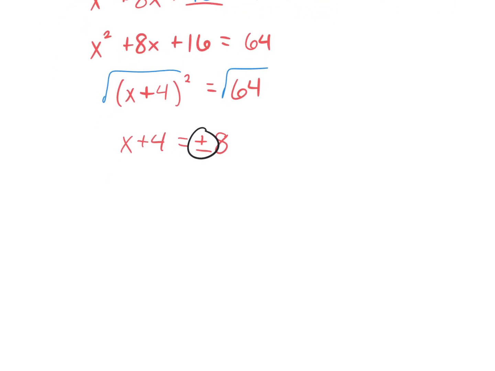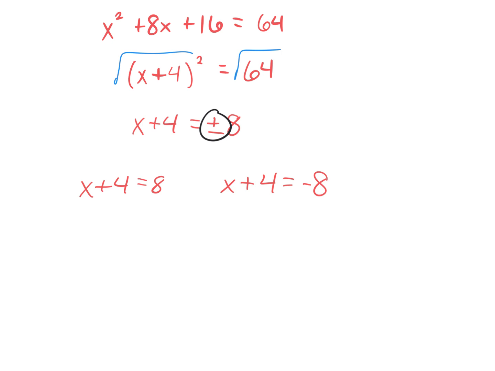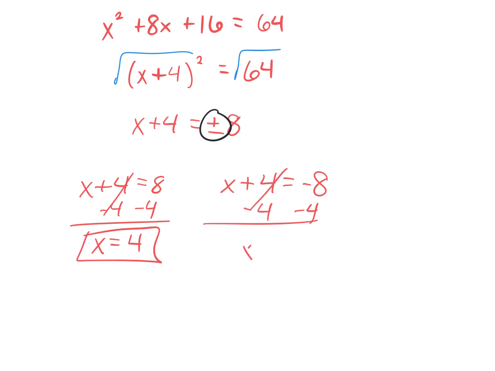What are my two equations that I'm going to write? X plus 4 equals 8, and then X plus 4 equals negative 8. Now, solve. How do I solve both of them? Subtract 4, yep. X equals 4 on the left. Subtract 4. X equals negative 12 on the right. Yep, good.